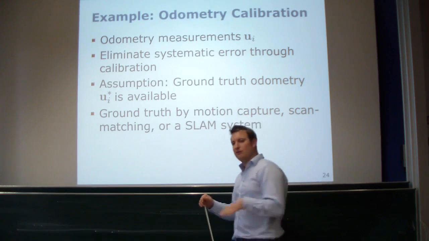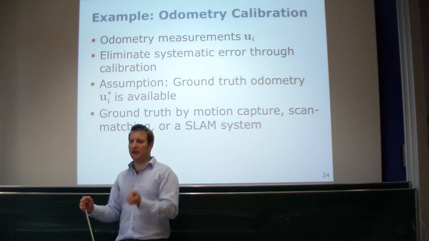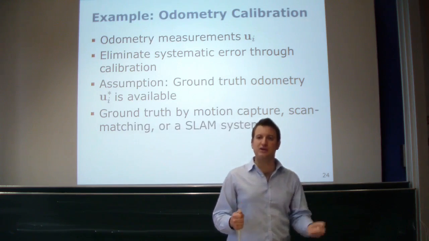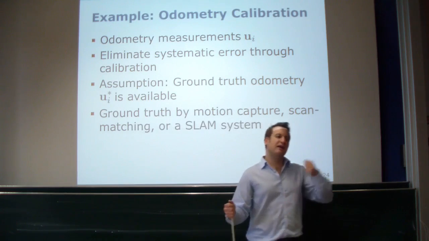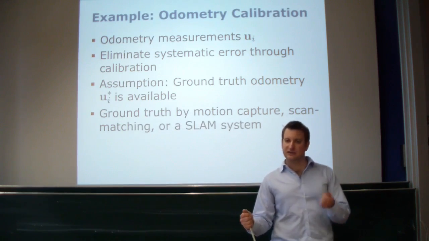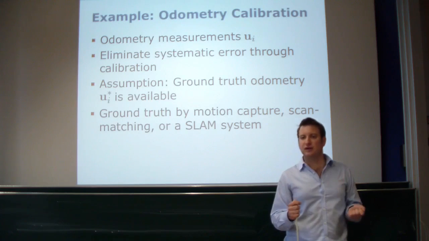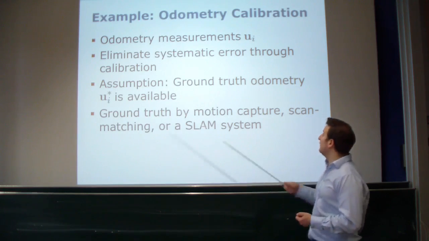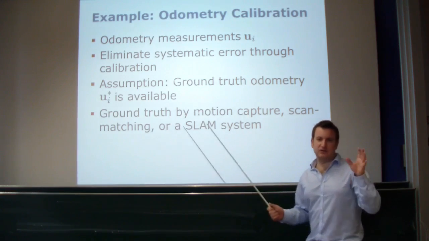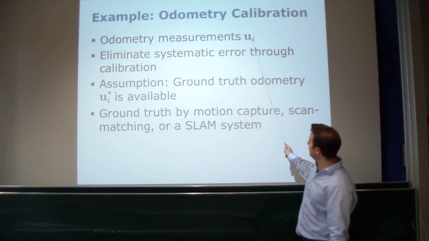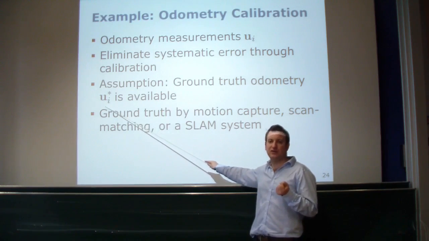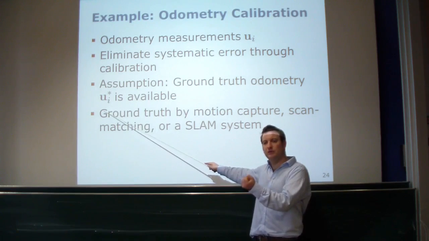So I can run this mapping system to record a small data set, and based on this data set I want to compute the so-called calibration parameters, so that I can then use the robot in any other context and get a bias-free odometry, without systematic errors. That's the key idea. So I have one data set, kind of a training data set, where I have the odometry information and the ground truth odometry information, because I know how the robot moved.